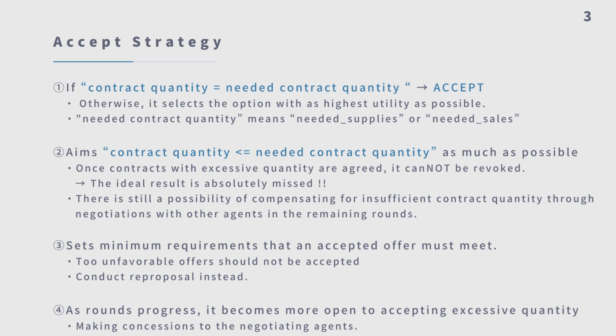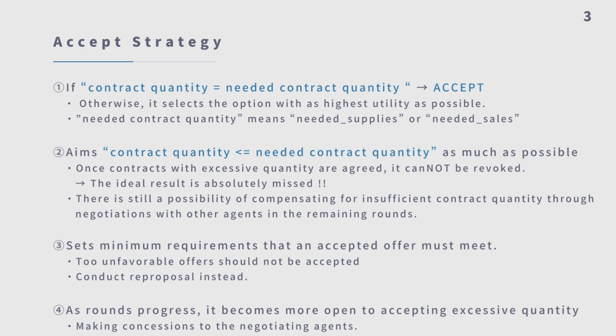Second, it aims at the situation where contract quantity is smaller than or equals to needed contract quantity. Because once contracts with excessive quantity are agreed, it cannot be revoked. This means the ideal result is absolutely missed. But if the agent is in that situation, there is still a possibility of compensating for insufficient contract quantity through negotiations with other agents in the remaining rounds.